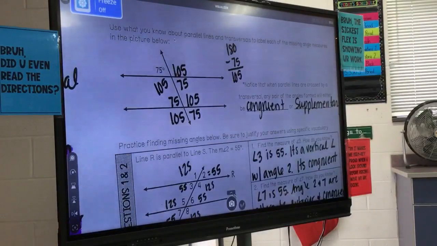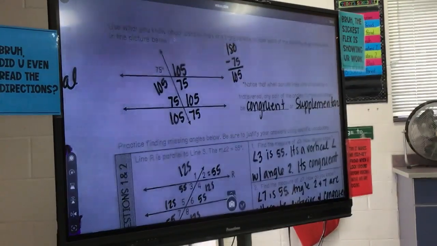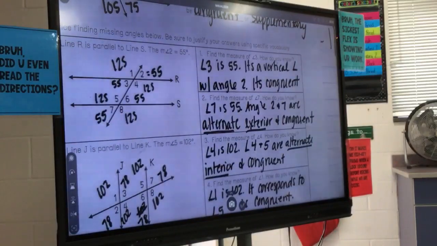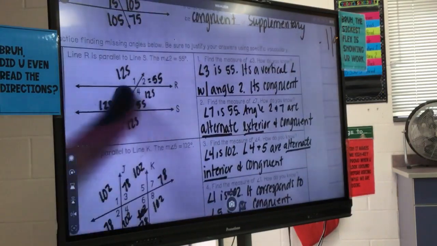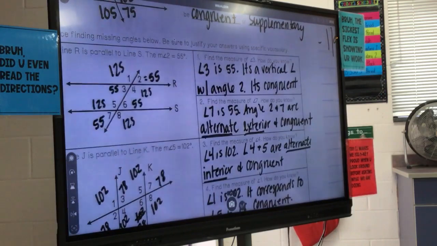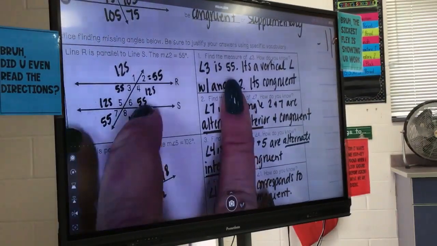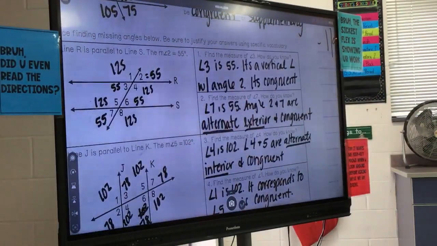All right, let's go ahead and go over this. All right, so it says line R is parallel to line S. The measure of angle 2 is 55 degrees. So you know that the measure of angle 1 is 125 degrees. So it says find the measure of angle 3. Your angle 3 should be 55. And your reasoning should be that it's a vertical angle to angle 2 and it's congruent.